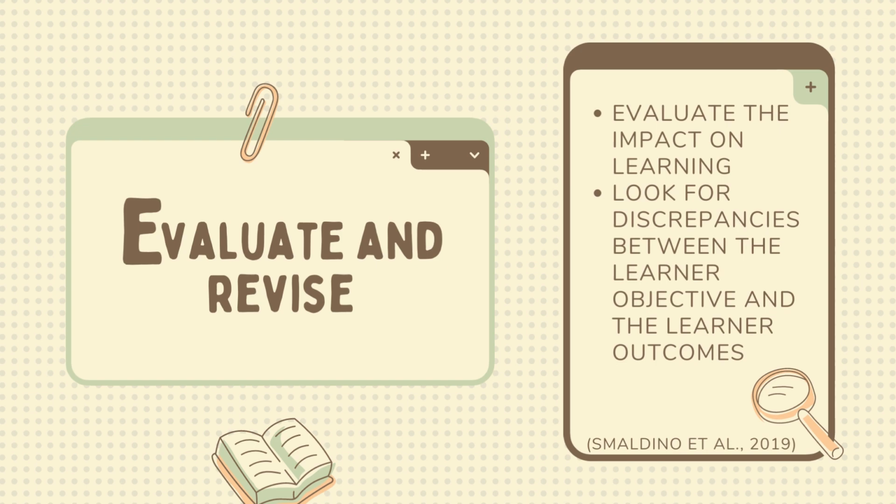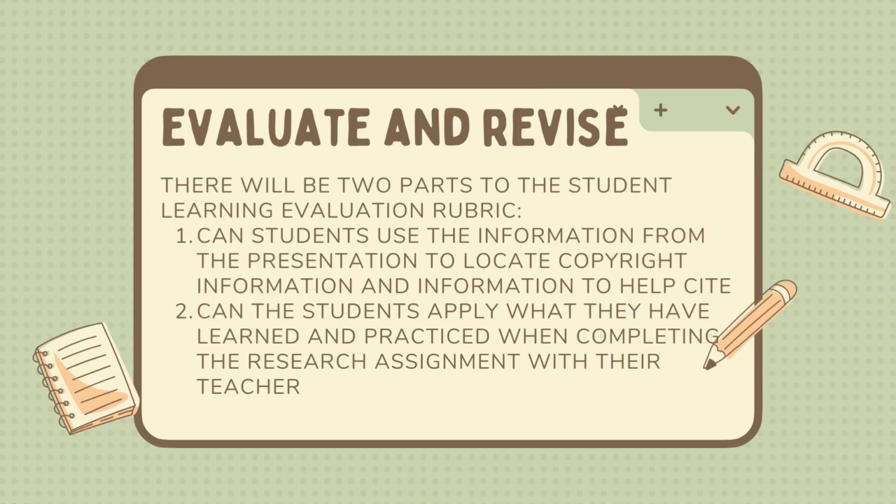And finally, the E in ASSURE stands for evaluate and revise. Teachers should evaluate the impact on learning and look for discrepancies between the learner objective and the learner outcomes. So my evaluate and revise will be 2 parts to the student learning evaluation rubric. The first part is looking to see, can students use the information from the presentation to locate copyright information and information to help them cite sources?